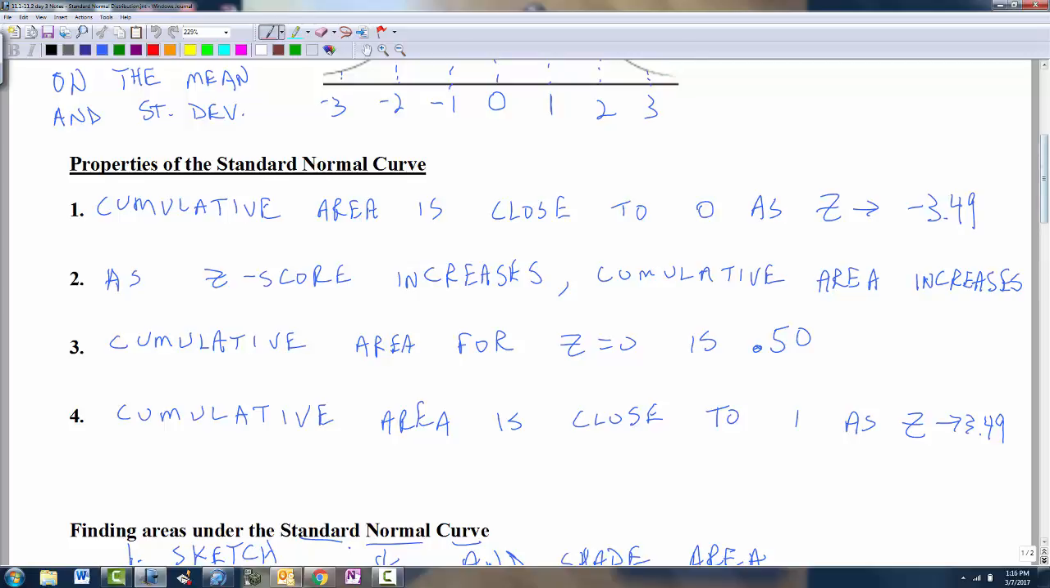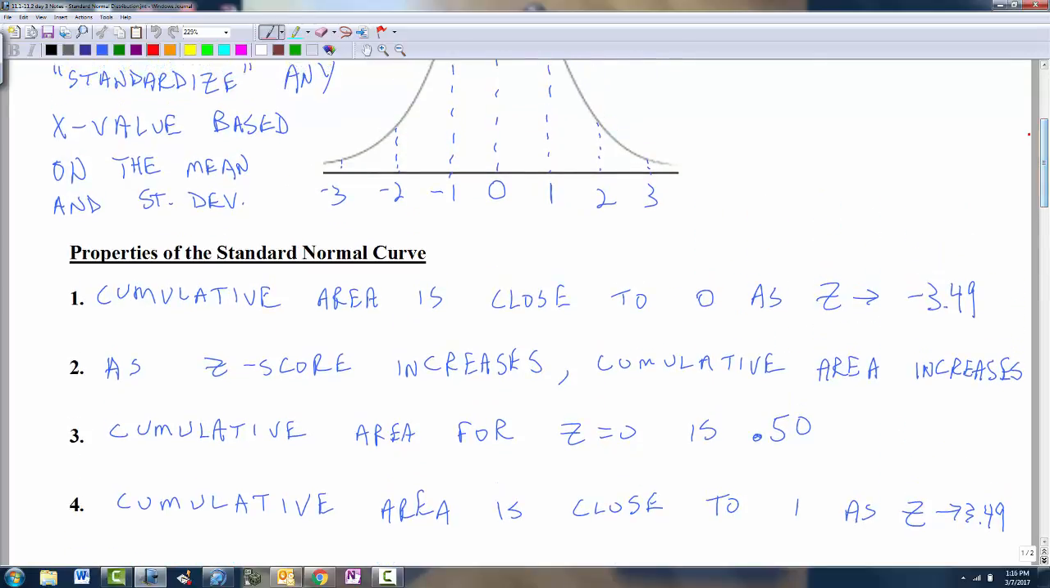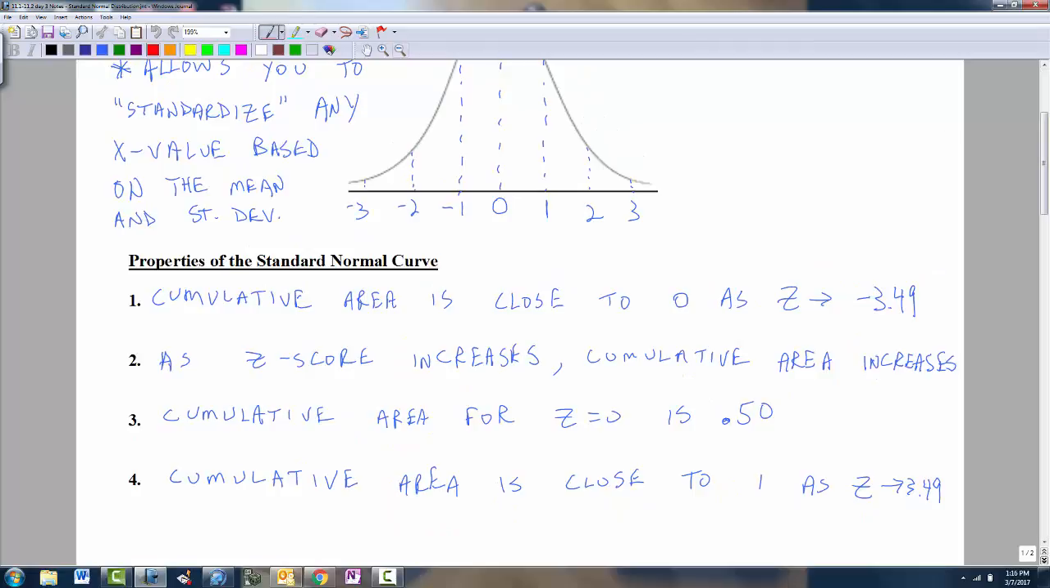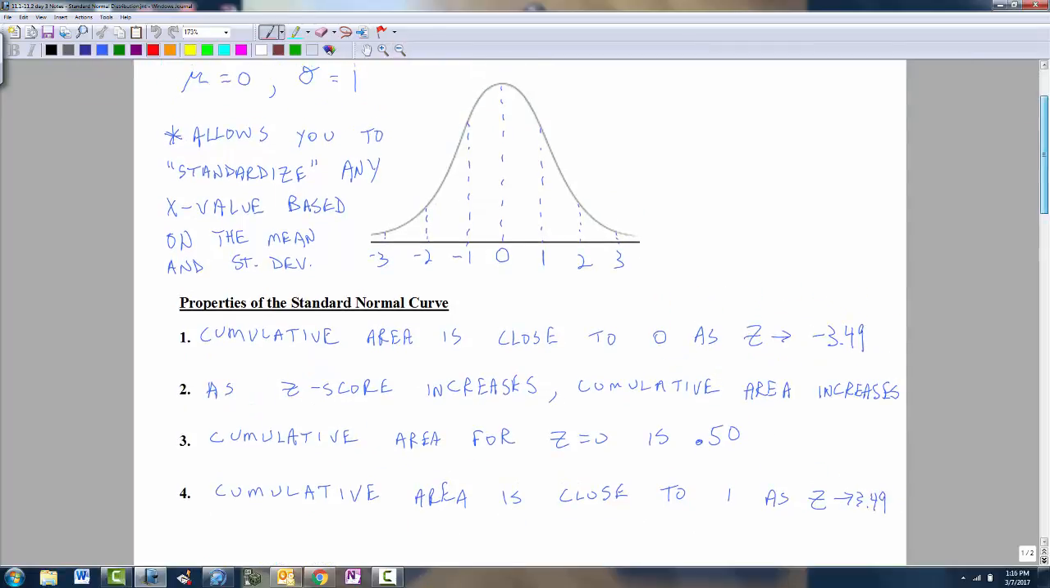So, cumulative area. Now, the way the template works that we gave you for z-scores and what percentage of the data is up to a certain z-score: the cumulative area is close to 0 as the z-score is negative 3.49. So what this means is negative 3.49 is somewhere around here. Almost 0% of the data is left of that. We can see that. The curve is very small at that point. The area is almost non-existent there.